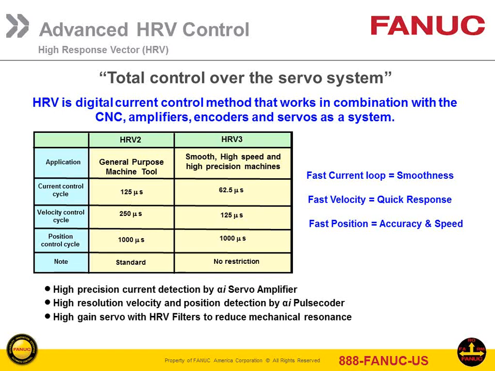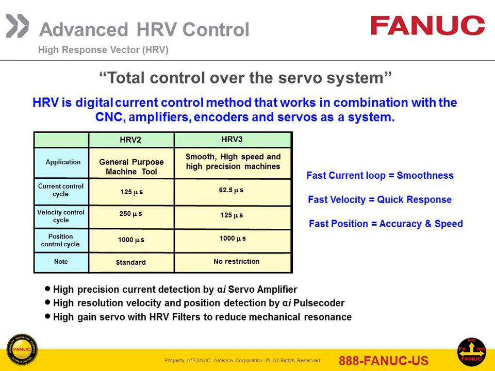It's the entire system, because HRV is a digital current control method that works in conjunction with the CNC, the amplifiers, the encoders, and servos as a system, not just by themselves, but as a system. So it's very important that not only can we make the part fast, we can make it smooth, and we can make it accurate. And we can do all that together, because everything is tied in together.